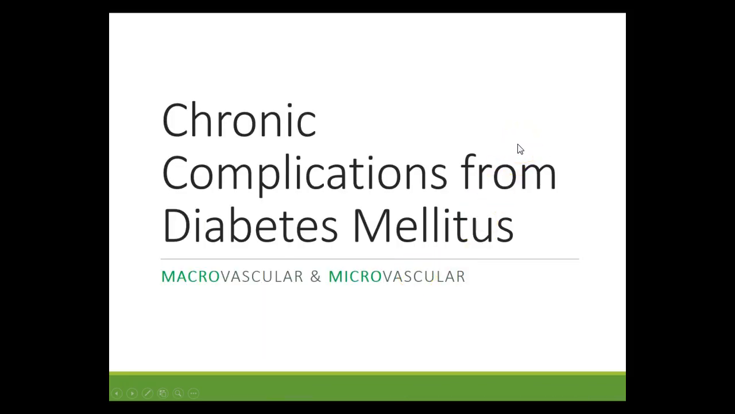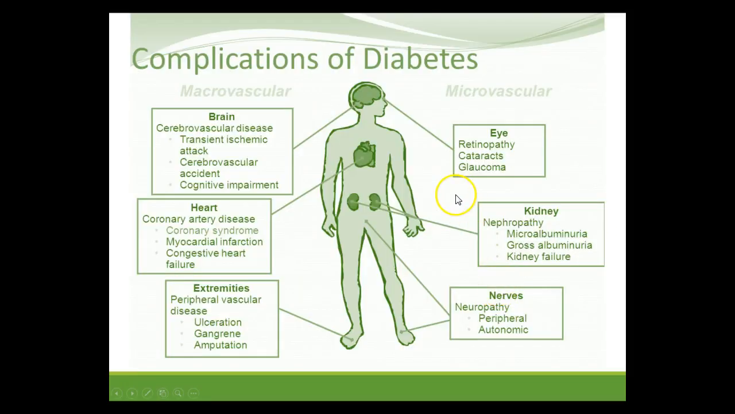Chronic complications of diabetes. So we're about 10 minutes in. If you need a little break, go ahead and pause. If you're ready to keep on going, keep on going. So macrovascular and microvascular, so big and little. This gives you a good side-by-side of all the different complications of macro versus micro. Your micro are going to affect the eyes, kidneys, and the nerves, whereas macro, think big: brain, heart, and the extremities. And you can take a few minutes to review this.